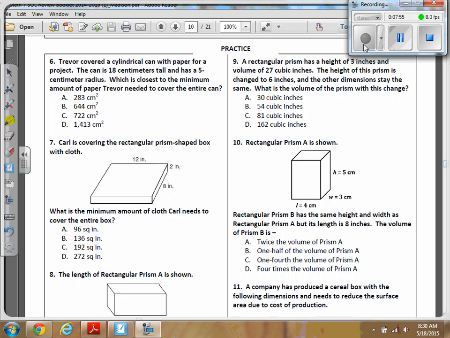All right, number 6 says Trevor covered a cylindrical can with paper for a project. The can is 18 centimeters tall and has a 5 centimeter radius. Which is closest to the minimum amount of paper Trevor needed to cover the entire can? Okay, so we're covering the object, so we know that that's surface area. So flip to the front of your booklet. We're going to find the surface area formula for a cylinder. So we've got surface area equals 2 times pi times the radius squared plus 2 times pi times the radius times height. So now I'm just going to plug in the numbers that they gave me.